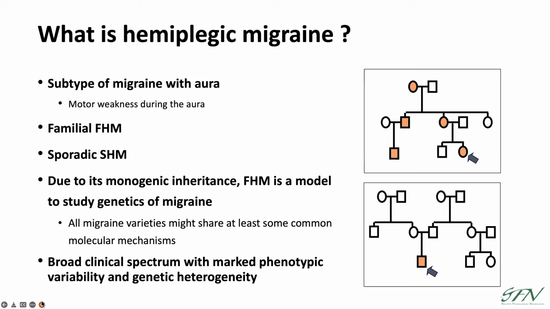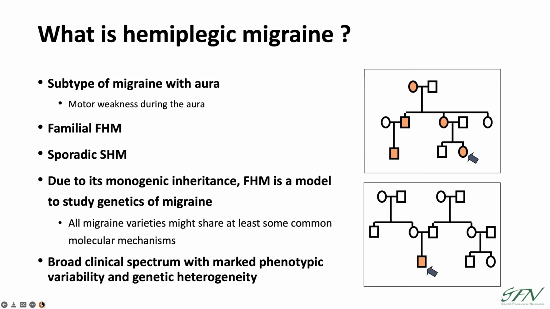In typical migraine with aura, which concerns 5% of the general population, the aura symptoms comprise visual symptoms, sensory symptoms, and speech or language disturbance. And in migraine with hemiplegic aura, in addition to these symptoms, there is a motor weakness during the aura. This motor weakness can be affecting one side of the body, the arm, the leg, the face, or sometimes both sides together.